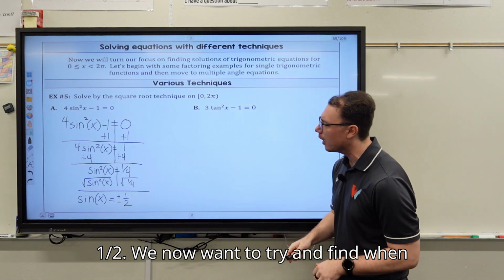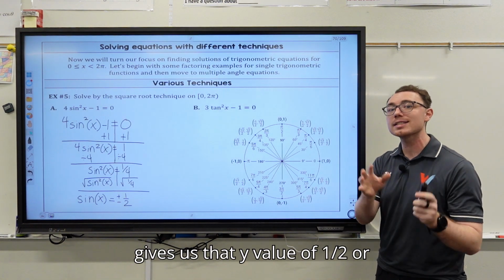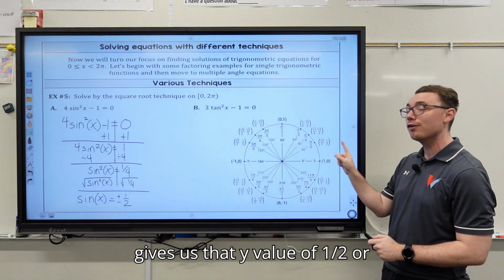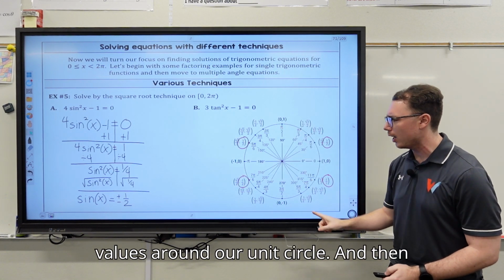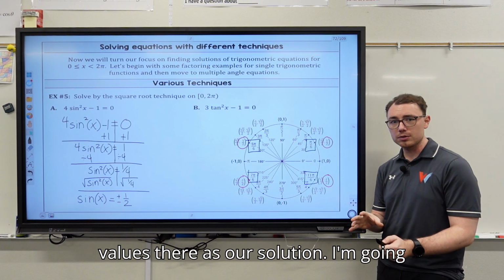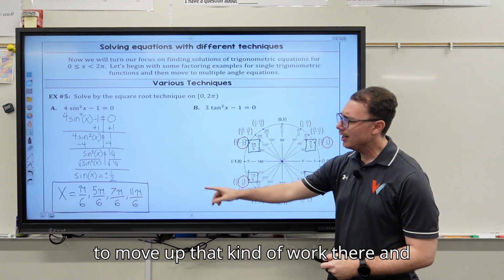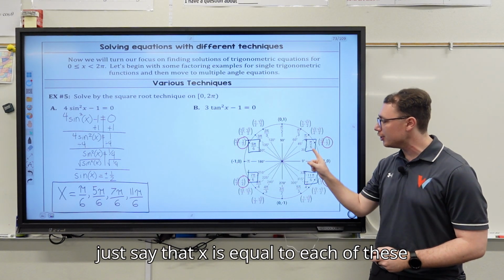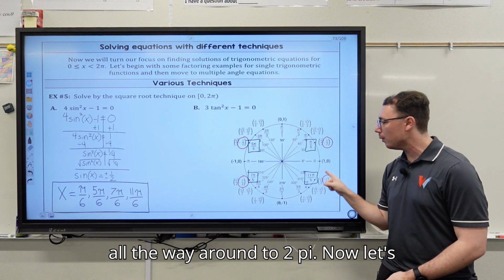We now want to try and find when that x value for sine, that theta, gives us that y value of 1/2 or negative 1/2. We find all those y values around our unit circle, and then we grab the radian for each of those y values there as our solution. I'm going to move up that kind of work there and just say that x is equal to each of these 4 radians between that interval of 0 all the way around to 2 pi.